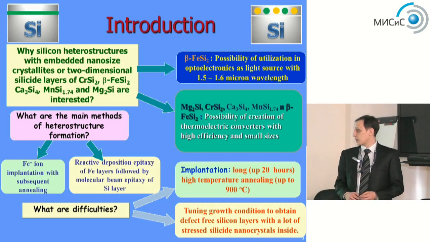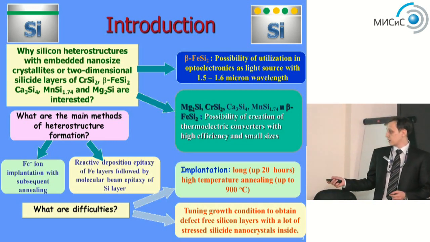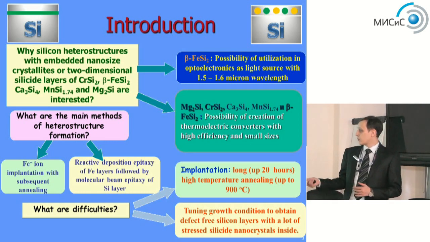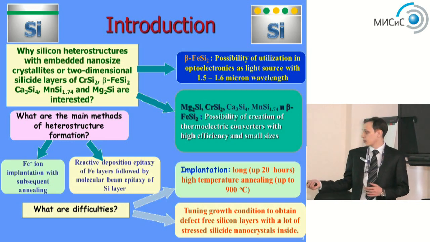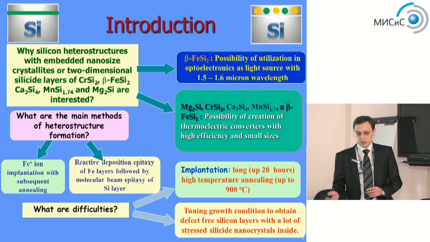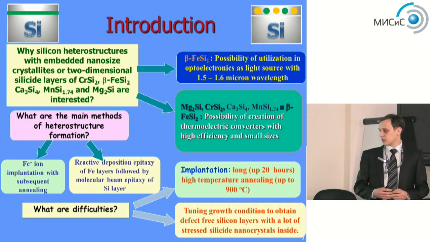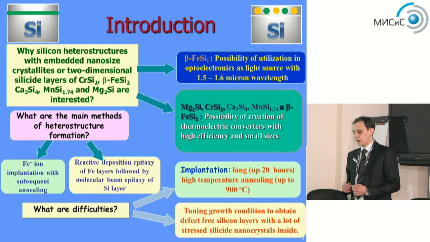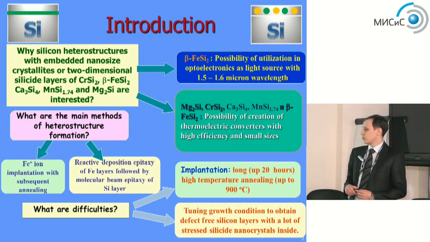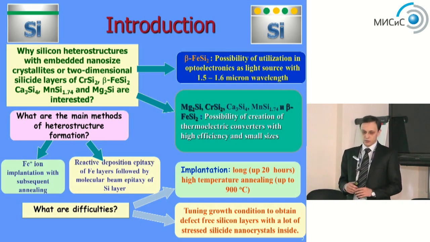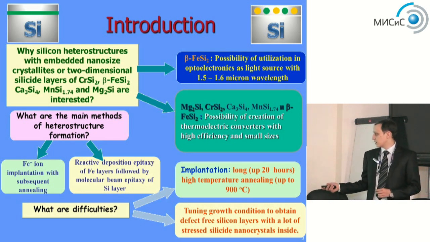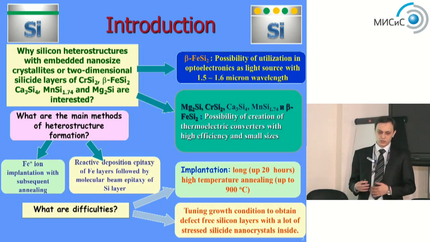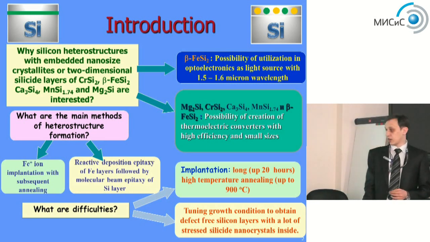The first method is ion implantation. And the second method is reactive deposition epitaxy of silicides in ultra-high vacuum, and after that, molecular beam epitaxy of a silicon layer. If we use the first method, ion implantation, it's not so difficult to make a thin or thick layer, maximum up to 1 or 2 microns. But after ion implantation, we need long annealing at very high temperature for silicon, and we can obtain some degradation processes in this structure.